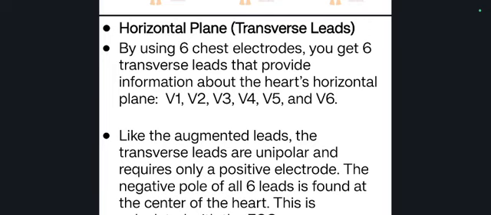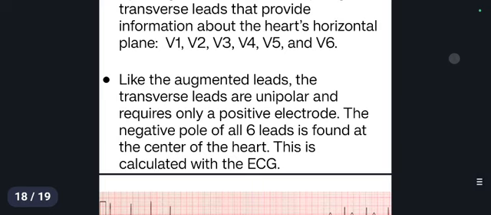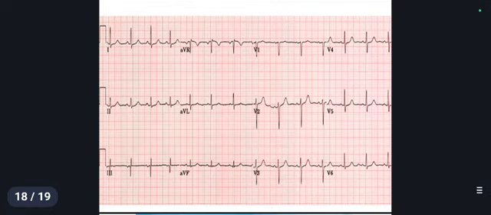Horizontal plane or transverse leads. By using 6 chest electrodes, you get 6 transverse leads that provide information about the heart's electrical plane: V1, V2, V3, V4, V5 and V6. Like the augmented leads, the transverse leads are unipolar and require only positive electrodes. The negative pole of the heart leads is found at the center of the heart. This is calculated by the ECG. These are the normal waveforms present in the ECG: lead 1, lead 2, lead 3, AVR, AVL, AVF, V1 to V6.